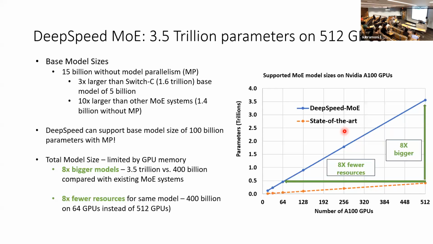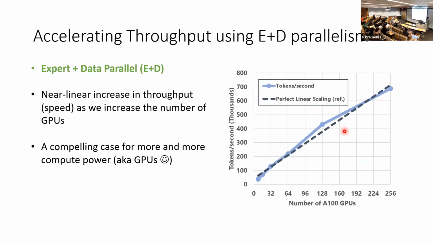There are some performance numbers, as we all love performance. When we first published DeepSpeed MOE, we could train 8x bigger models, or you could think of it as 8x fewer resources for the same model size. That was the intent behind the DeepSpeed MOE system. Again, near-perfect linear scaling, and beyond that actually for some cases.